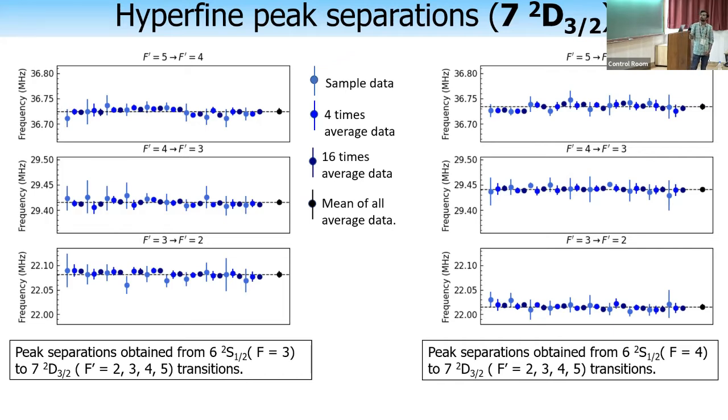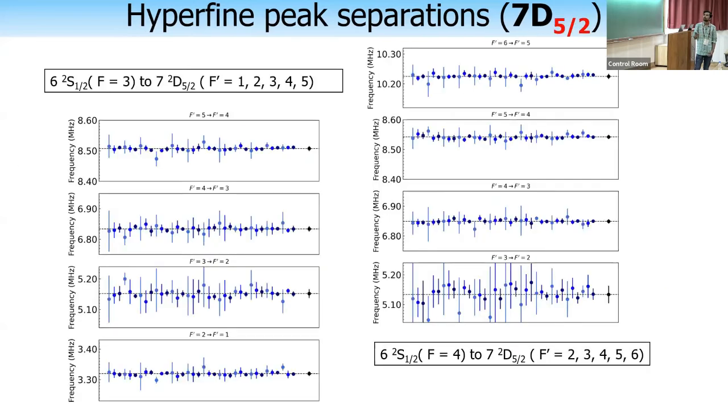You can see there is a little bit of discrepancy between the peak separation that we are getting from the F3 spectrum and the F4 spectrum for these F'3 and 2 peak separations, but we don't really clearly understand why there is a difference. This is for the 7 5/2 excited state, and here we also did a similar thing, and this black point in each of the subplots is the average of all these values.